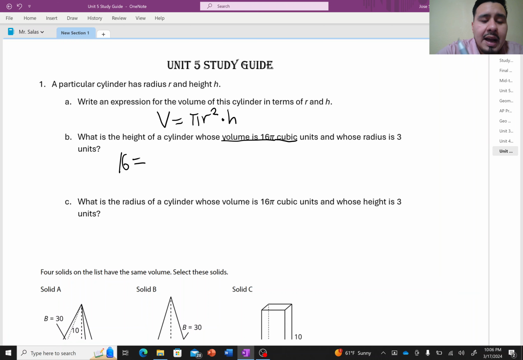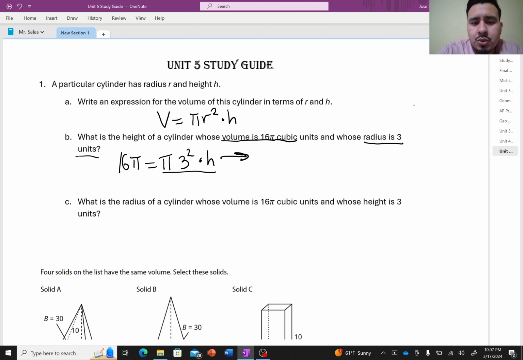16 pi is equal to pi times r. Did they give us the radius? Yes, they did. The radius is 3 units. So the radius is going to be 3 squared times h. We're going to go ahead and solve for h. Okay? If I'm solving for h, what I need to do now is I need to simplify this side right here. Okay?